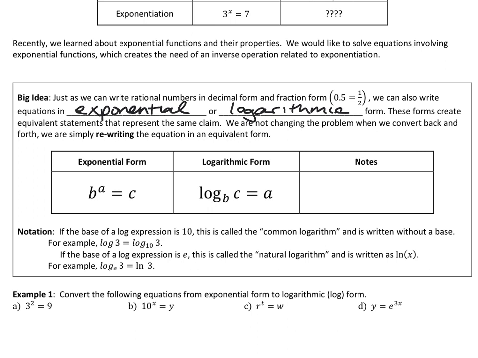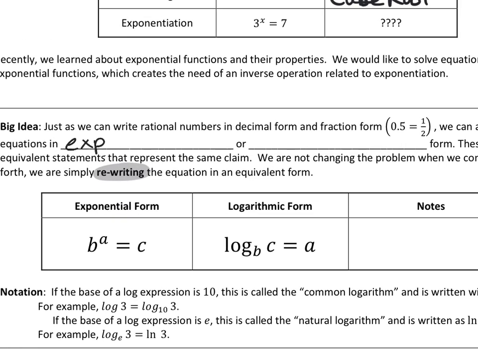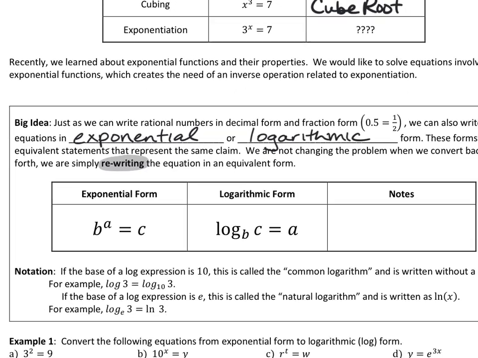Just like 0.5 and 1/2 are the same number, an equation written in exponential form and an equation written in logarithmic form is an equivalent expression or an equivalent equation. Essentially, all we are doing is rewriting these equations. Wow, I'm using the worst kind of handwriting today. Let me write that where it's a little bit easier to read. Sorry about that. That's a little bit easier to read.